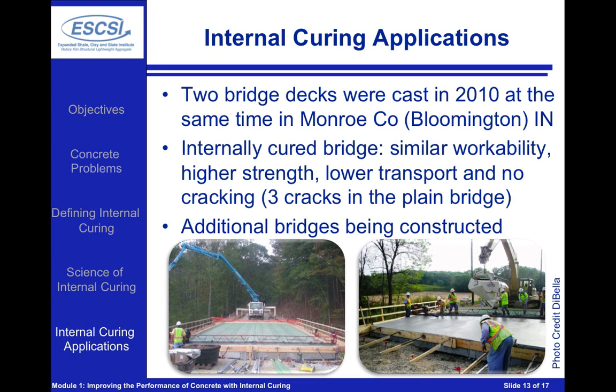Both mixtures had similar workability. They both had similar strength. The internally cured had slightly higher strength. The internally cured had slightly lower diffusion coefficients, but really I think one of the telltale signs was the internally cured concrete contained no cracks, while the plain concrete contained 3 cracks in the bridge. So the plain concrete, 3 cracks, the internally cured concrete had no cracking.